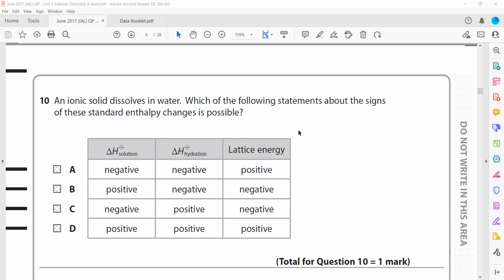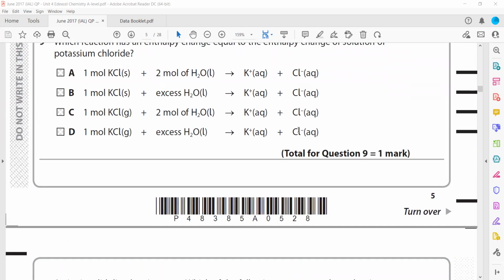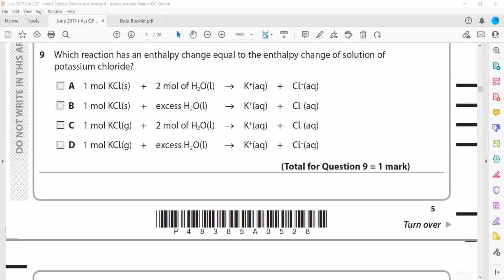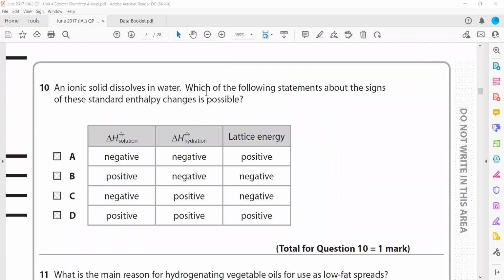The condition is that it should be excess of water, not limited, because there are a lot of water molecules around them. It's not like two moles of H2O means one water molecule surrounds potassium, one molecule surrounds chlorine. No, the idea is that when it dissociates into ions, many water molecules surround these ions. That's why it is written excess of water. So the ionic solid dissolves in water.